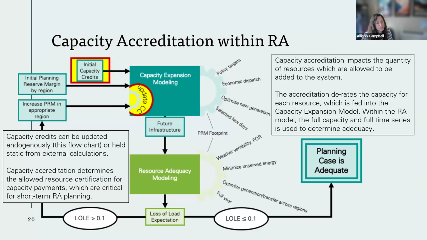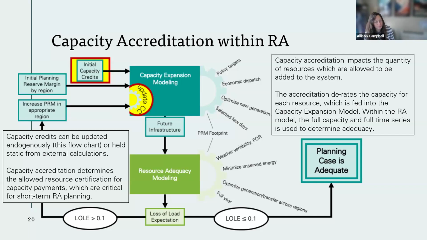So the capacity accreditation is going to determine the allowed resource certification for capacity payments, which are critical for short-term RA planning. Although capacity accreditation is kind of like an input into your capacity expansion modeling, and it does impact the amount of resources that you are now checking for adequacy in your modeling step, it's important to remember that the capacity accreditation is also the piece in operational planning where your resources are getting paid for their resource adequacy. So, pretty important piece there.